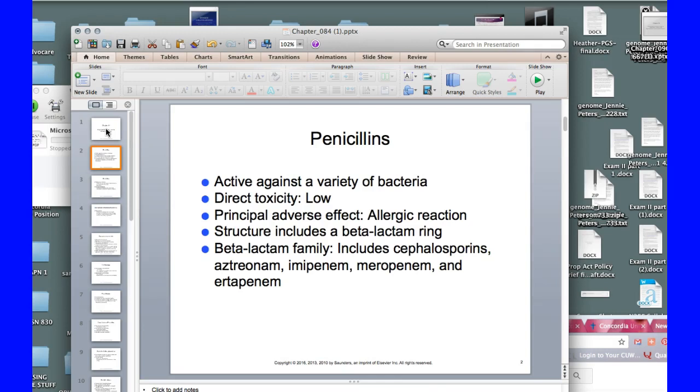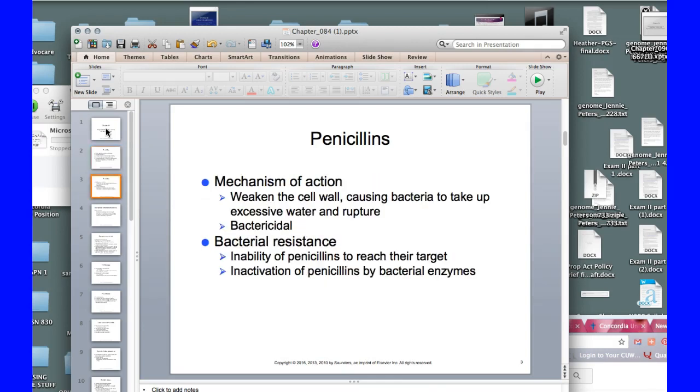When you think of cephalosporins, think of them as the cousin or brother or sister to penicillins. They were made after penicillins. These are actually bactericidal, so they weaken the cell wall, break the bacteria up, and they end up rupturing. There are also some bacterial resistance issues with penicillins, because of all the resistance issues we've had, which I talked about in the last slides. Basically the bacteria becomes smart and outsmarts the antibiotic.